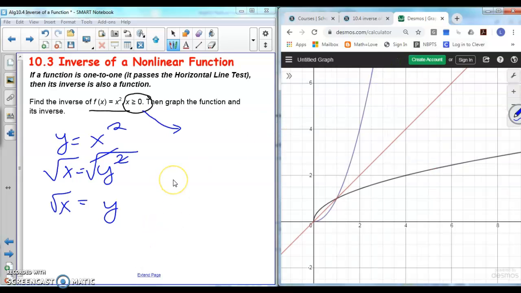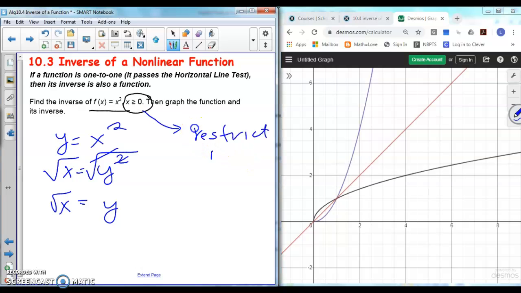So that's one way of finding the inverse of a nonlinear function in which the original function is not one-to-one. So what you can do is restrict the domain. There you go. Restrict the domain, and use the same procedure that we discussed earlier. You interchange the x and y, and then you get the y by itself.